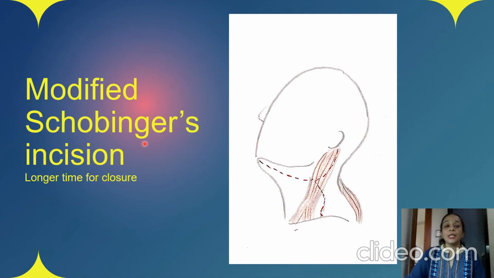And modified Schobinger's incision includes a posterior extension going up to the mastoid tip. Now this takes a longer time for closure, however shorter time for elevation.